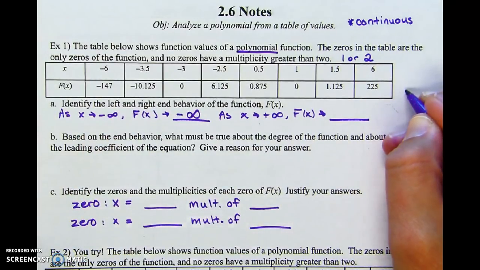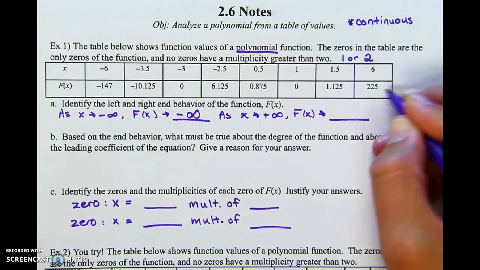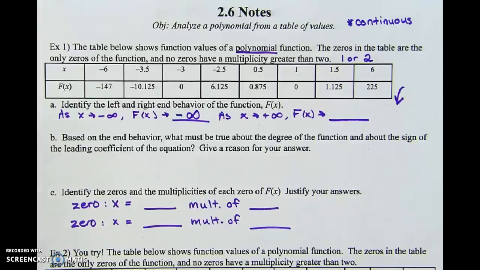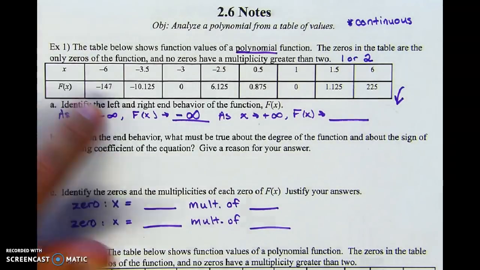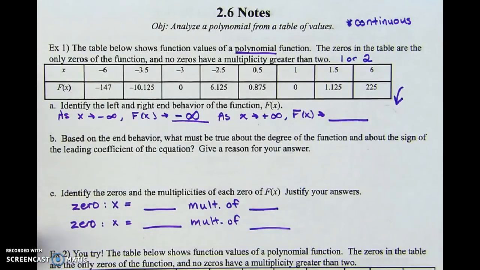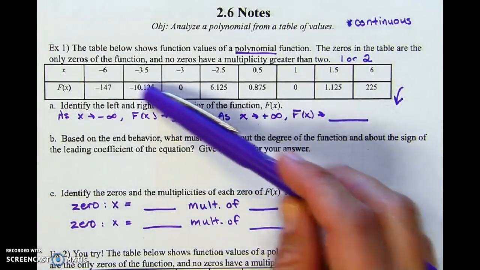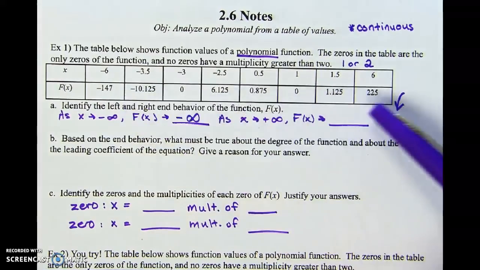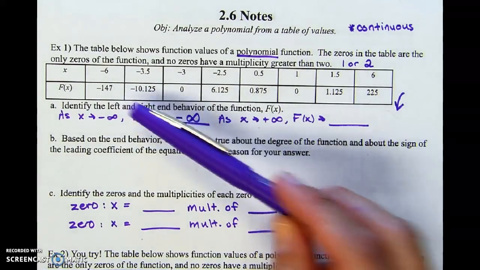So if we want to start our graph here, we know at negative 6, the graph is pointing down because of the negative y value. It goes from negative 10 to negative 147. So we know it's decreasing. Sorry, it's not decreasing. It's hard to go backwards, right? So I think you know what I mean, so I'm going to stop using the wrong words.